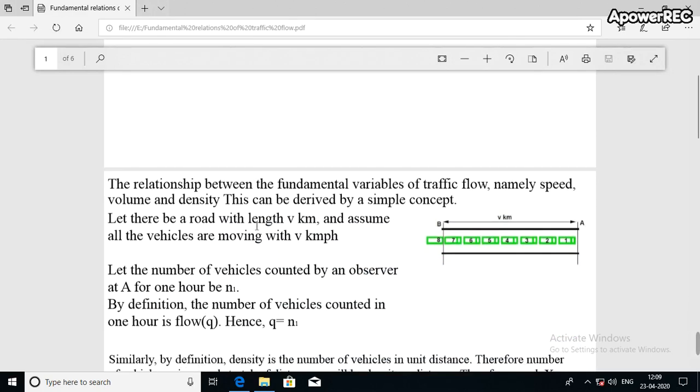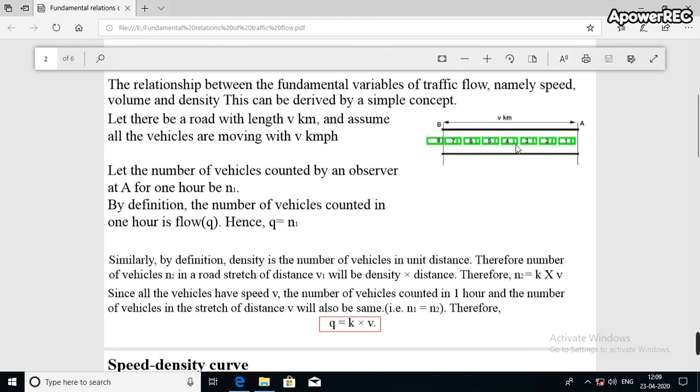Now, in this particular figure, you can see that between the 2 points A and B, which are v kilometers apart, the number of vehicles is N1, let us say, for simplicity. Now, the number of vehicles present in a section in an hour is your flow. So, Q equals N1.